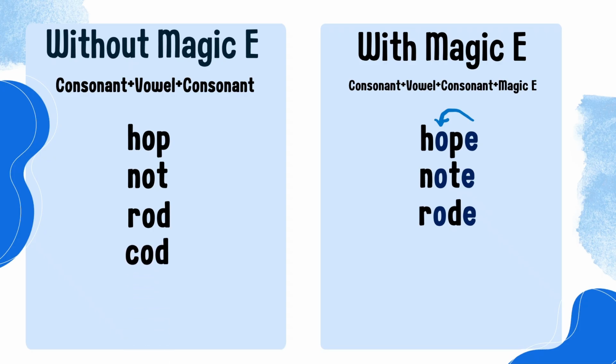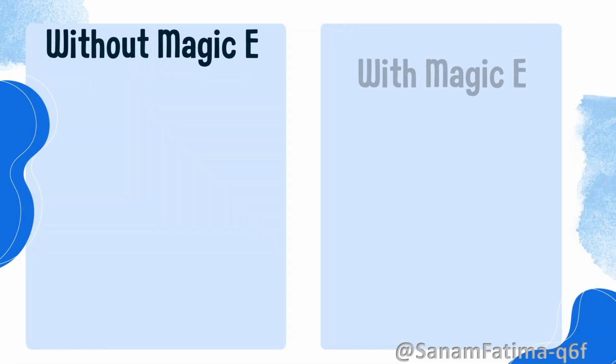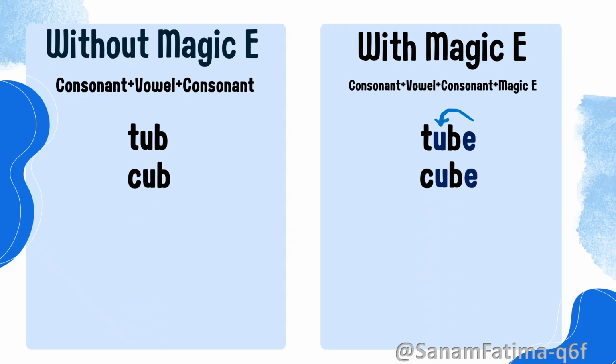Now let's see what we have next. We have letter U sound now. So let's see letter U sound. Tub, tube, cup, cube, cut, cute, hug, huge.